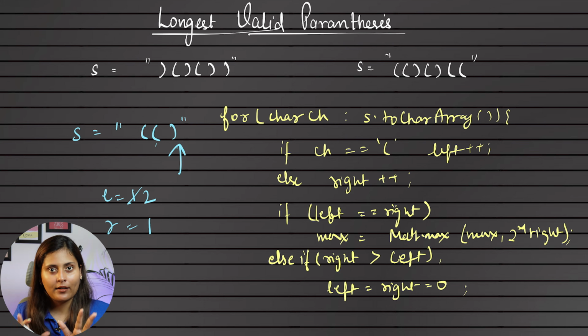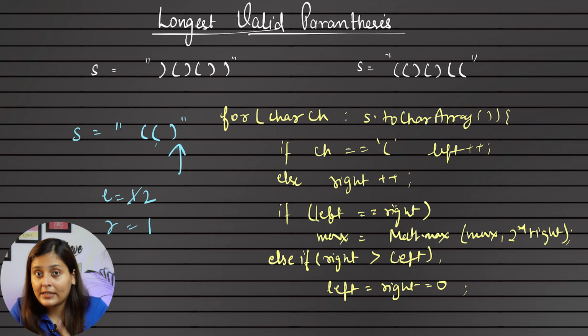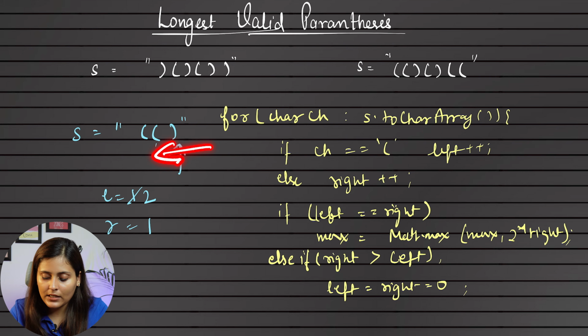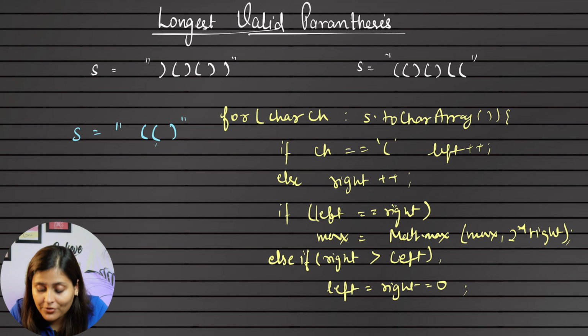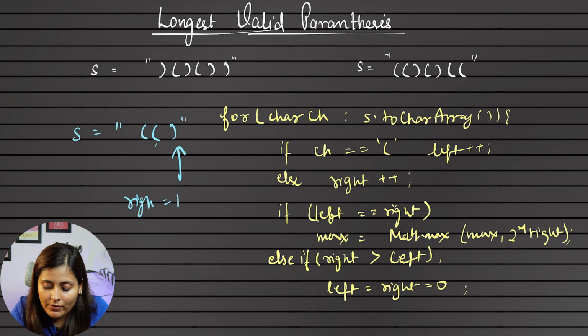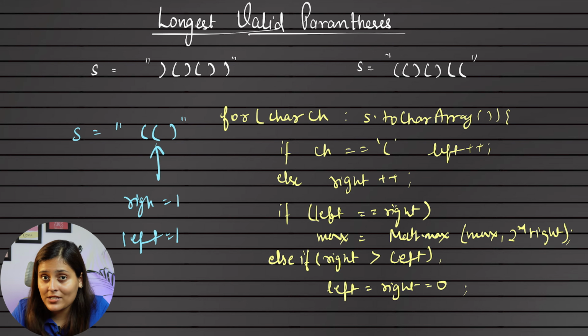Yes, pause the video and think. What if we would have started from the right side? Think again. The idea is very simple. If your left is equal to right, then only we will calculate. But if we would have started from the right side, then definitely we will have right equal to 1. Now we will move to this. We will have left equal to 1. And now at this time left is equal to right.